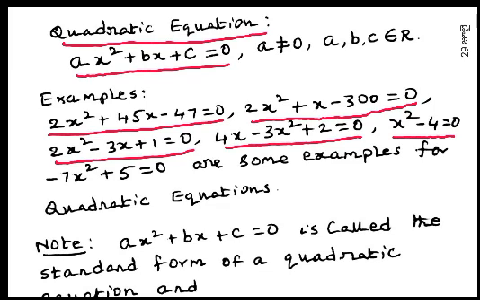X square minus 4 equal to 0 is in the form of ax square plus bx plus c equal to 0 where the coefficient of the x term is equal to 0. So, x square minus 4 is a quadratic equation. Similarly, minus 7x square plus 5 equal to 0 is also a quadratic equation. All these are examples of quadratic equations.